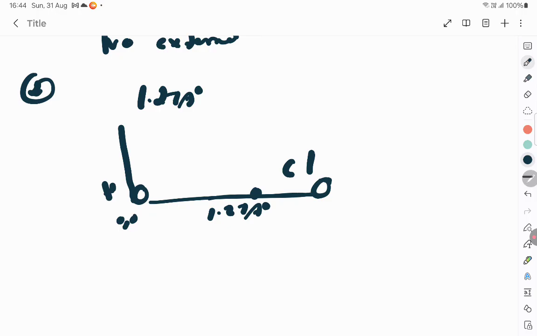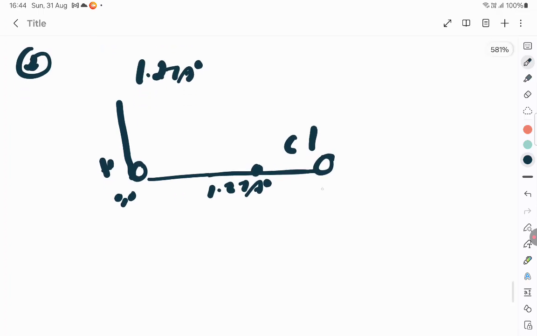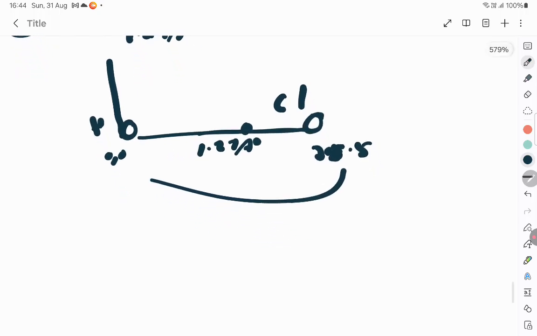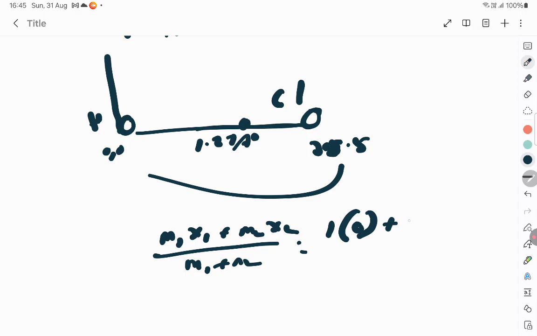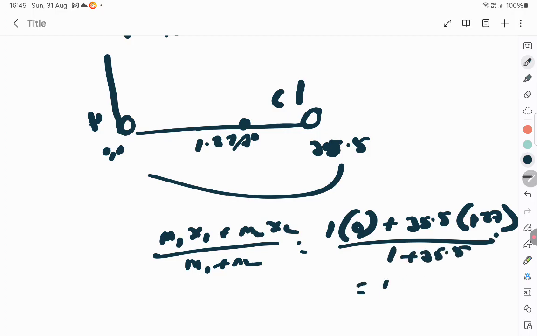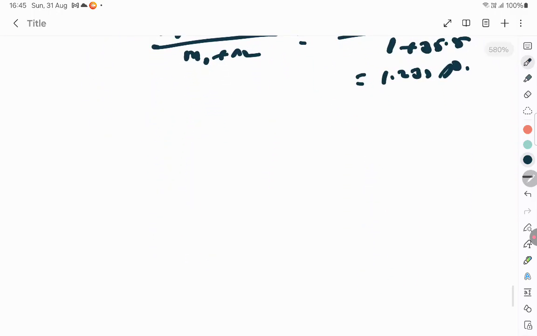Find the approximate location of the center of mass given that the chlorine atom is about 35.5 times as massive as hydrogen. To find the center of mass, it's the weighted average: m1 into x1 plus m2 into x2 by m1 plus m2. What is m1? Mass of hydrogen is 1, position vector origin 0, plus m2, mass of chlorine, which is 35.5, into position vector 1.27, by m1 plus m2, which is 1 plus 35.5. Thus you get 1.235 Angstrom to be the center of mass. Unless you fix the origin at the left side, you can't get this answer.